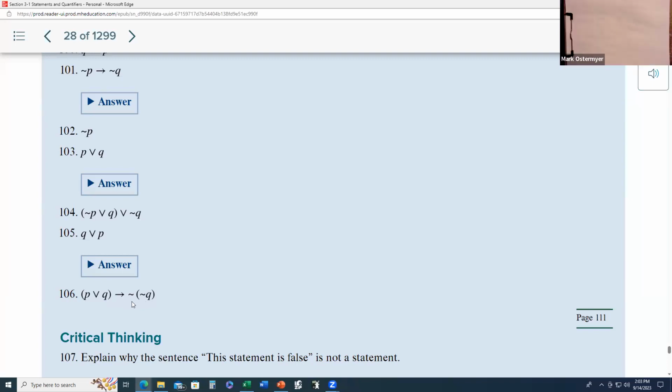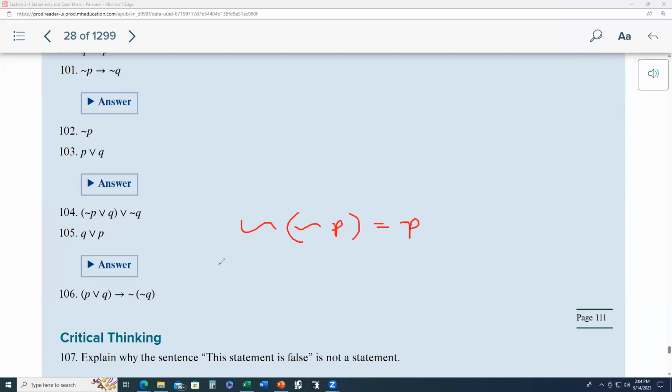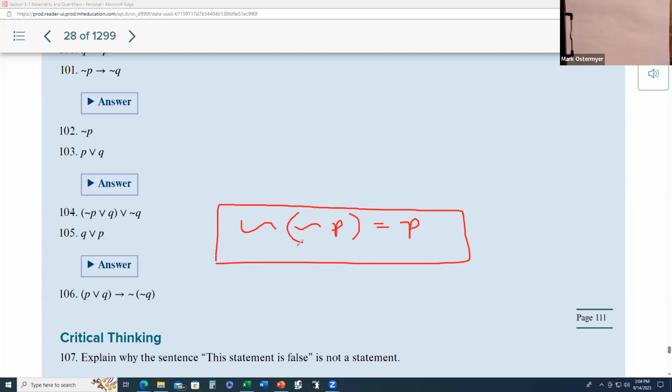Now this is careful here. This is the negation of the negation. Now, let me show you this. We've never seen this before, but if that ever happens, if you negate the negation of a statement, the net effect is that you're just left with the statement. Do you agree? Yeah, the negation of a negation means you get rid of the negation.